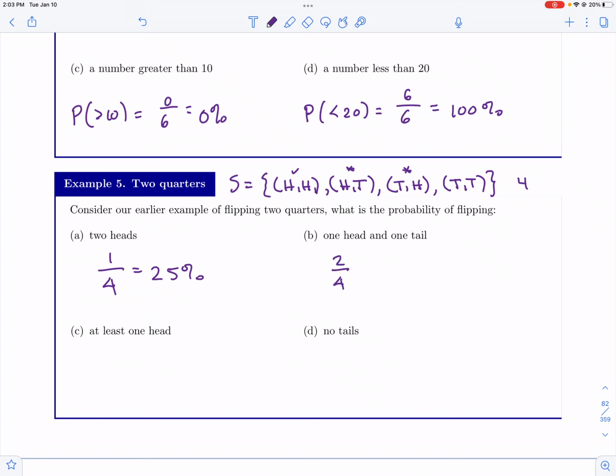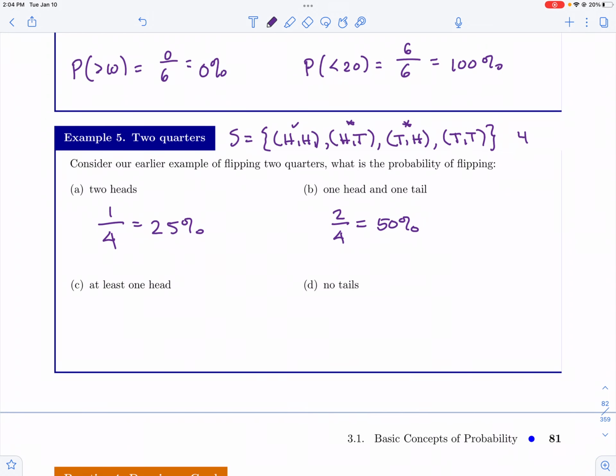These possibilities out of 4. So that's our 50%. So now at least one head, so in this case, this means one or more. So when you hear the word at least, that means one or more. So at least is the same thing as one or more.